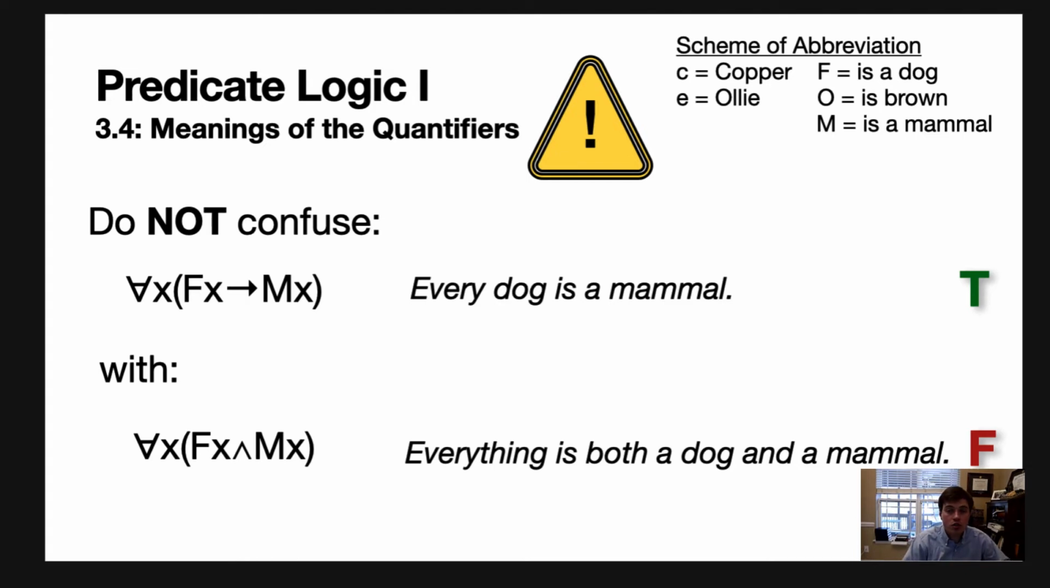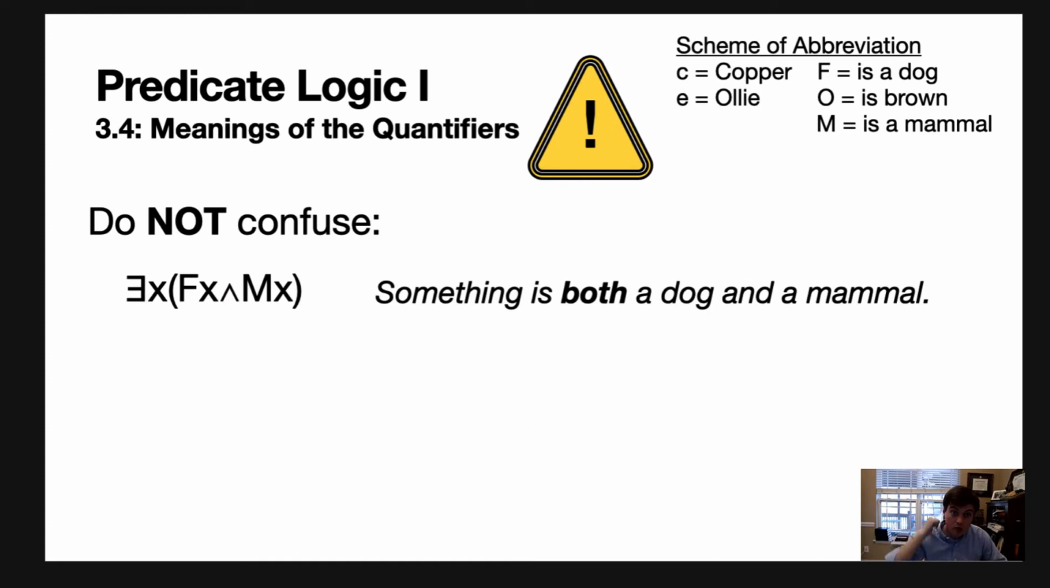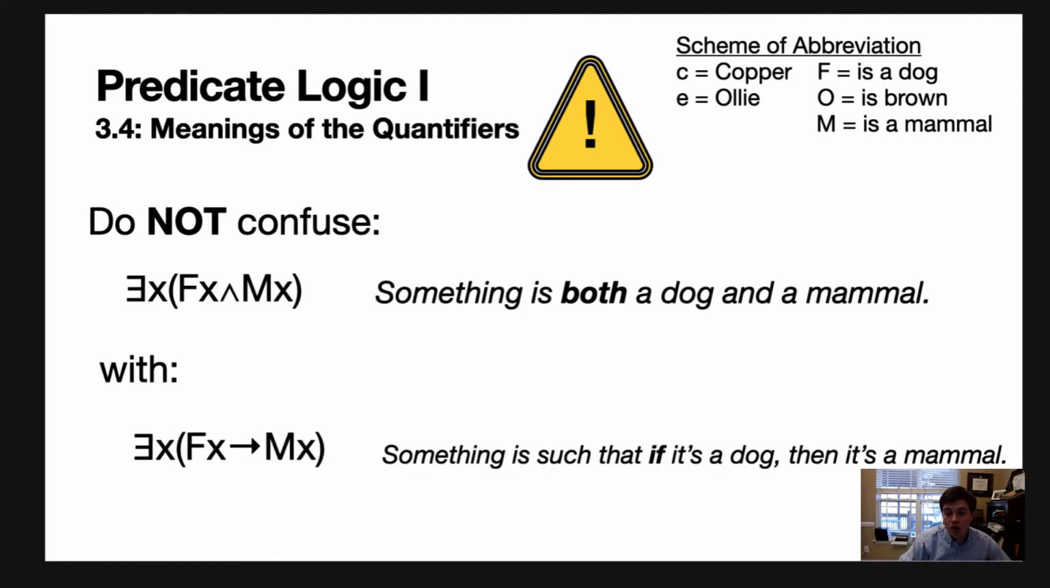When doing translations, though, it's really important not to confuse "for all x, if x is F, then x is M" with "for all x, x is both F and M." Logically, they're saying different things. Likewise, it's really important not to confuse "there is some x such that x is both F and x is M," or something is both a dog and a mammal, with a conditional version: there is some x such that if it's a dog, then it's a mammal.